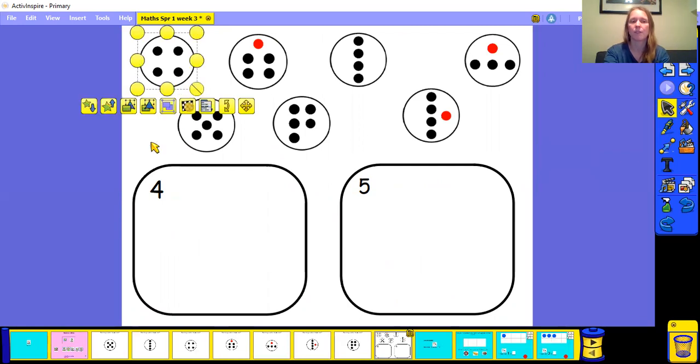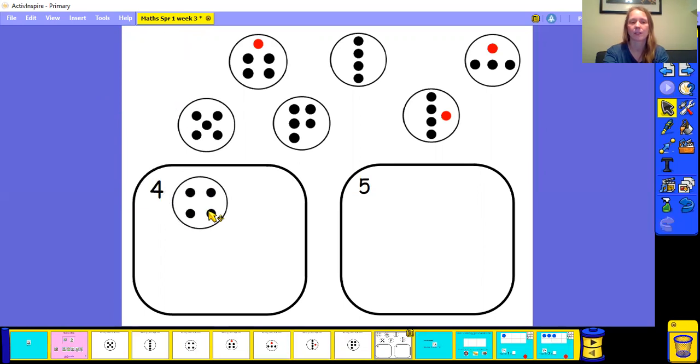Have a look at this one first. How many spots do you see? Yes, there are 4. 2 spots on this side and 2 spots on the other side. Have a look at this one. How many spots do you see this time? I wonder if you saw that 4 pattern again. I can see it here. 4 spots at the bottom and 1 more spot at the top. Altogether, that makes 5.